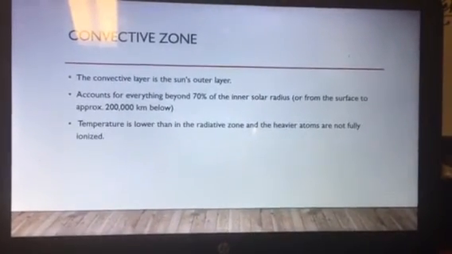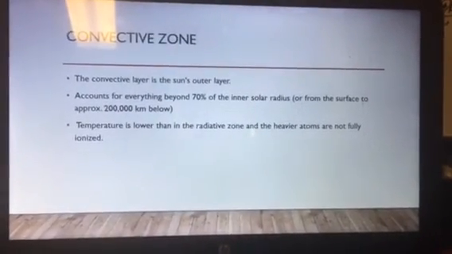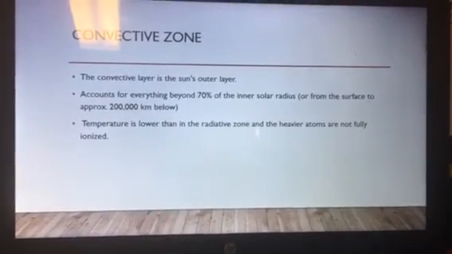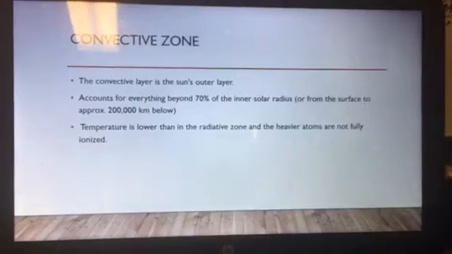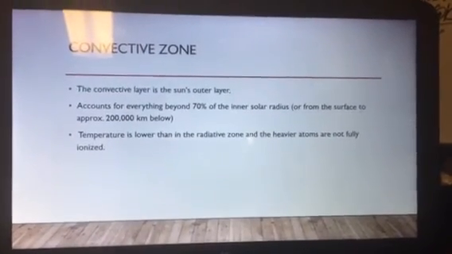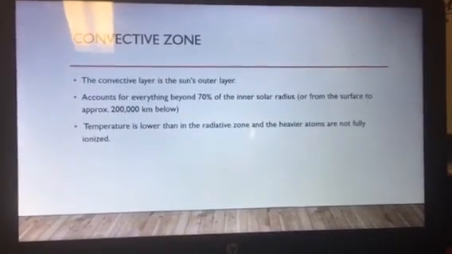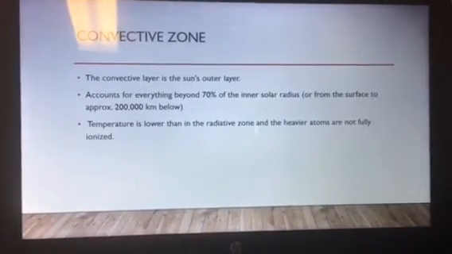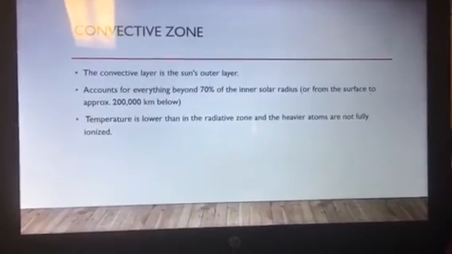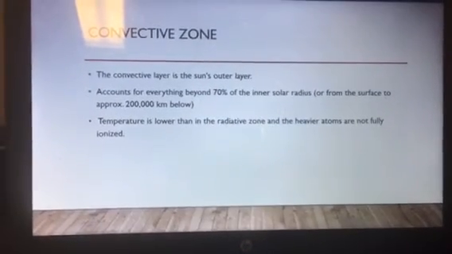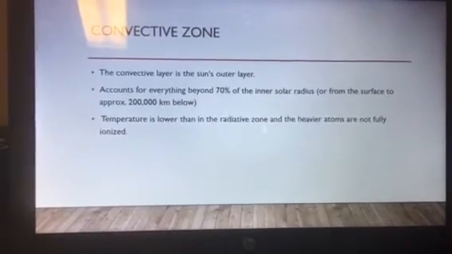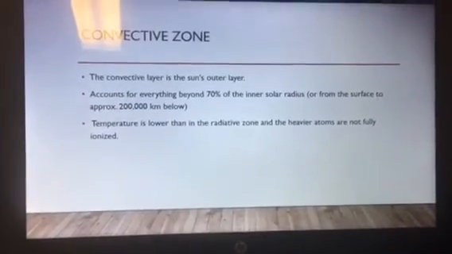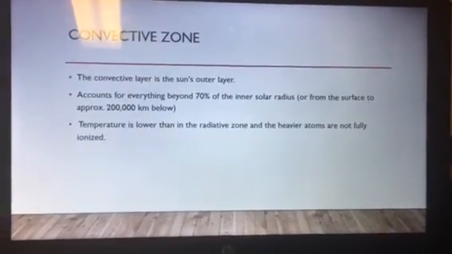The temperature of the convective zone is lower than the radioactive zone, and the heavier atoms are not fully ionized. I can compare that to maybe an oversized person that they're not able to get the production that they need because they're a little heavier. So basically that's the same thing with ions.